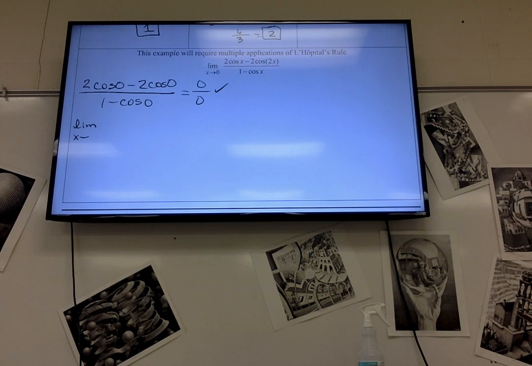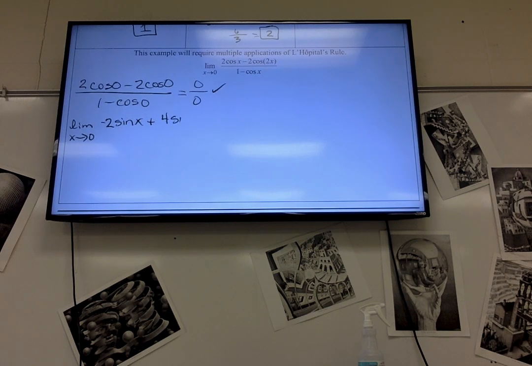So you just take the derivative of the top over the derivative of the bottom. Derivative of cosine is negative sine, so negative 2 sine x. Again, derivative of cosine is negative sine, so plus, and derivative of 2x is 2, so it's 4 sine 2x. Over 1 plus sine x, because derivative of cosine is negative sine. Is the 1 still there? No, it would not.